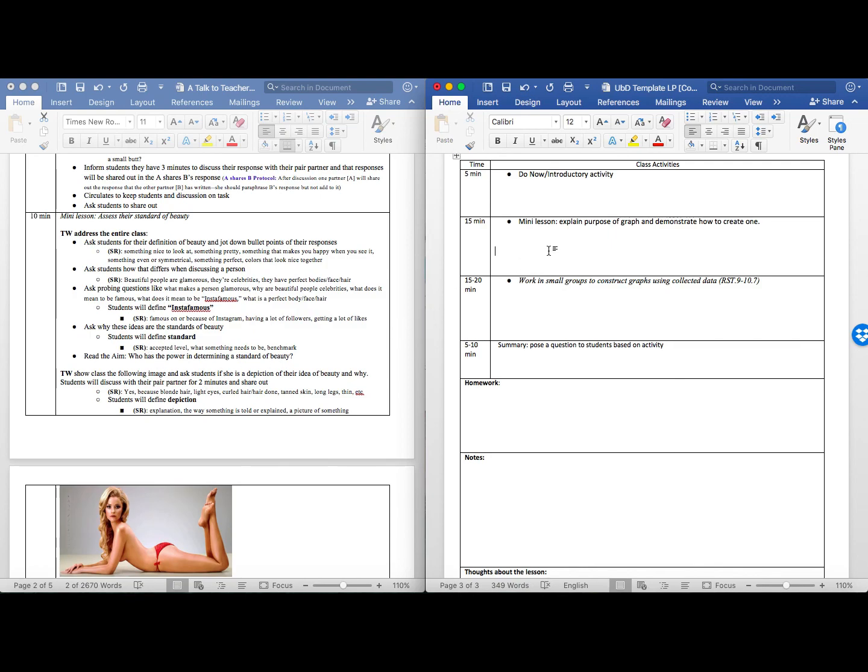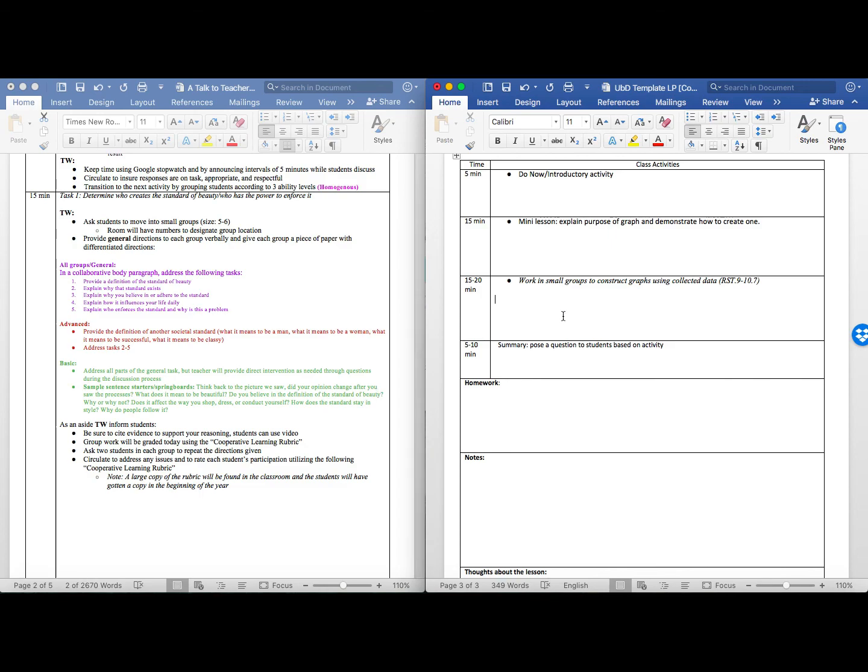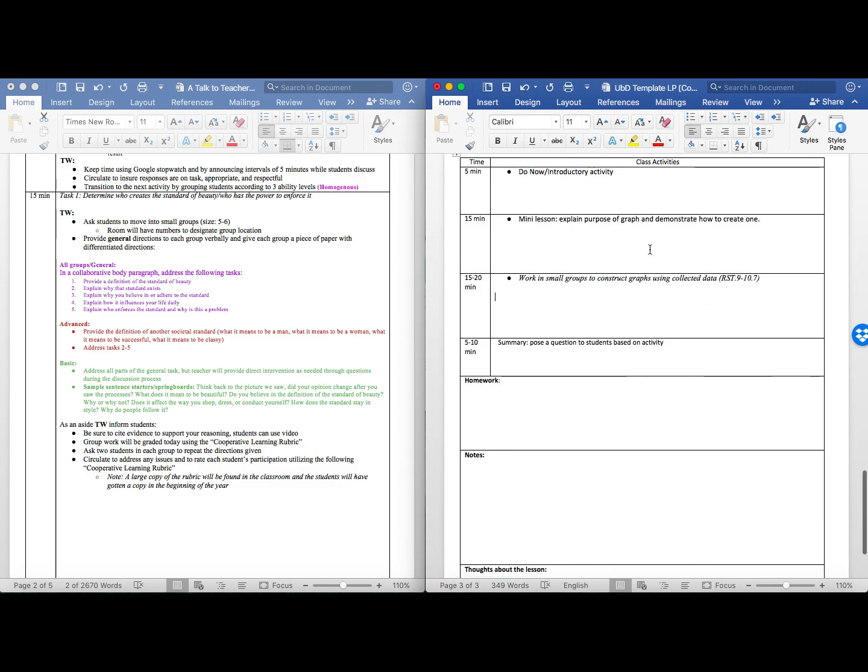Mini lesson, once again, what is going to be the content that your students are learning that day? What is the content they are learning that day? The do now can get them to an immersion, or it could also be a refresher of a previous activity they already learned. And here in the next section, after the mini lesson, is the activity that will reinforce the lesson that was just taught.